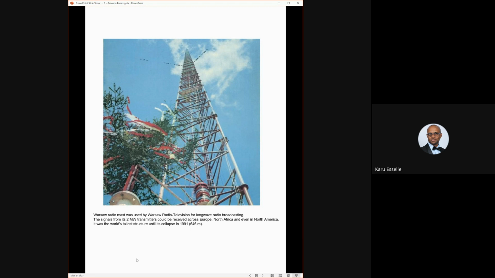Okay, so a very tall radio mast transmitting 2 megawatts across Europe, and it was the world's tallest structure until it collapsed in 1991. It's now there.